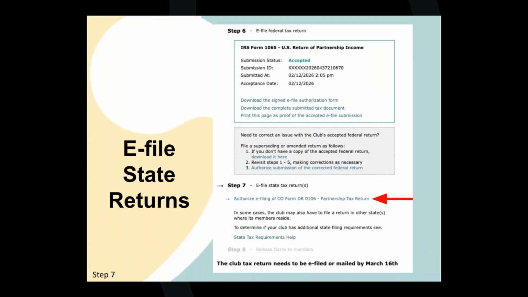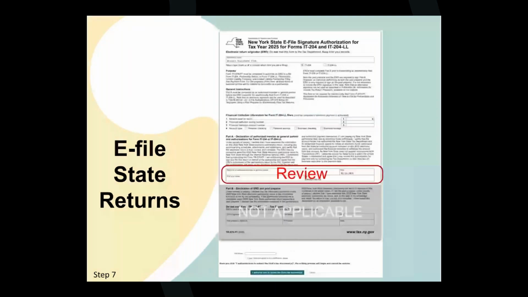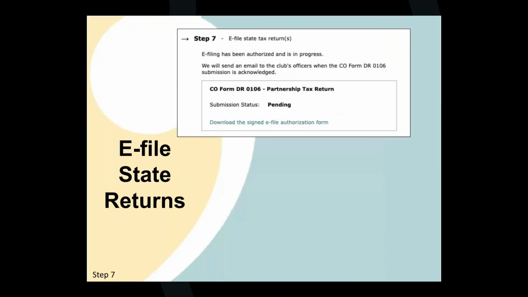Each state e-filing authorization is different. Here is New York's. Read the instructions at the top of the page carefully. Review your club's state e-file declaration on the screen and carefully check any filled-in items your state authorization may have. When you're ready to submit the state return to be e-filed, type your name, click the box to agree with the certification, and click to authorize the submission. Once you click I authorize bivio to submit the club's tax return, the e-filing process will begin and cannot be undone.